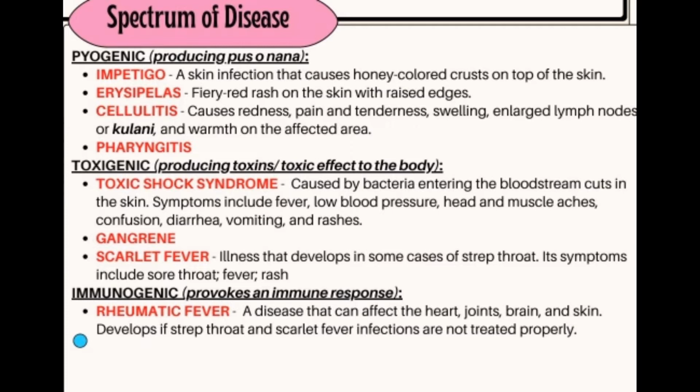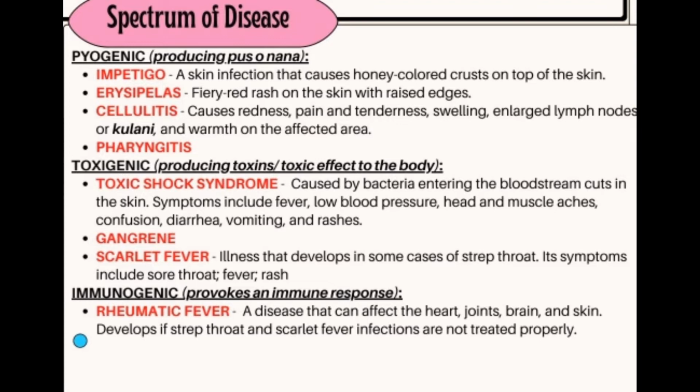Next, we have erysipelas. It is a skin infection that also affects the topmost layer of the skin. It results in a fiery red rash with raised edges that can easily be distinguished from the skin around it. Next, we have cellulitis. It is a bacterial infection of the skin and tissues beneath the skin. It causes redness, pain and tenderness, swelling, enlarged lymph nodes, and warmth on the affected area.